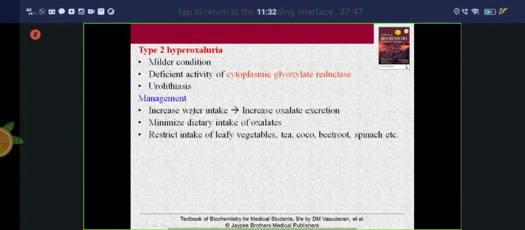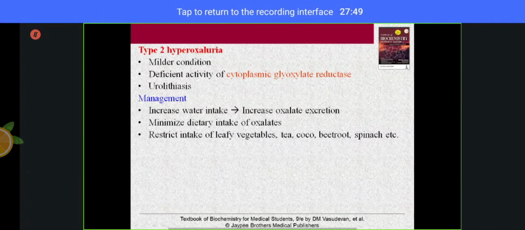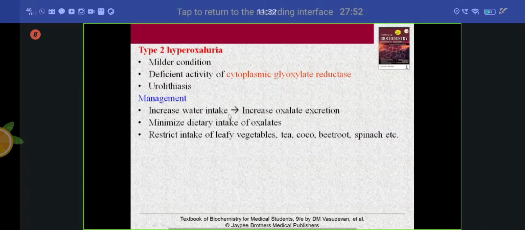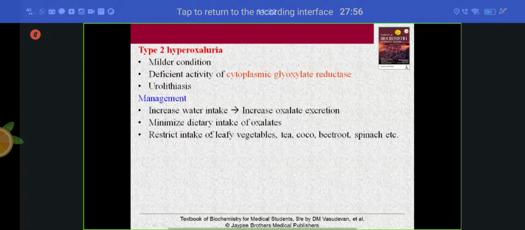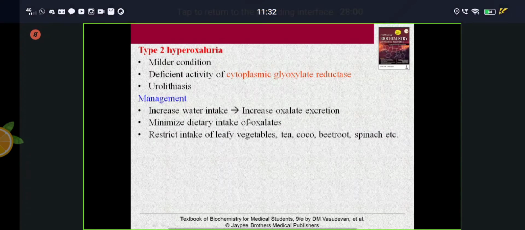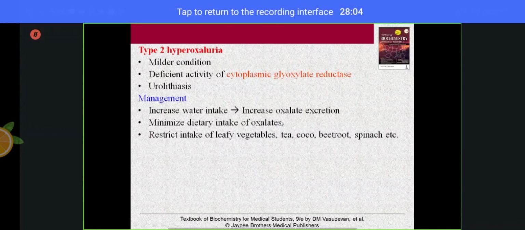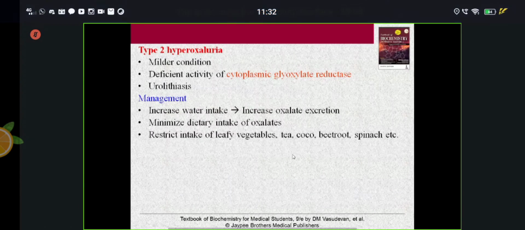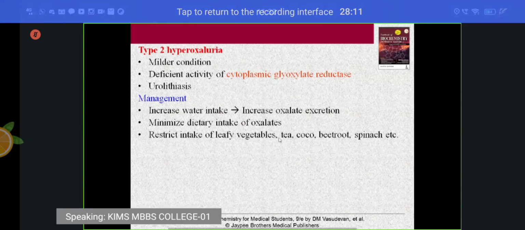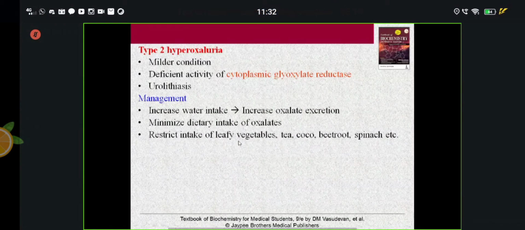So what's the management? Oxalic acid is present, so please give a lot of water so that the oxalic acid is excreted in the urine, and minimize the dietary intake. Whenever you have the stone issue of the kidney, there are many types of stones like phosphate stones, uric acid stones, calcium stones, oxalate stones. Here we are learning about oxalate. So whenever there is an oxalate stone, please restrict the diet of leafy vegetables.